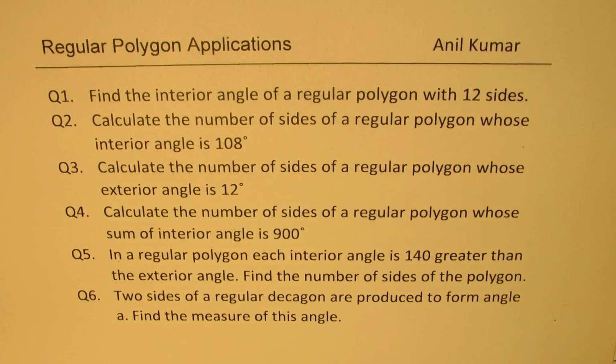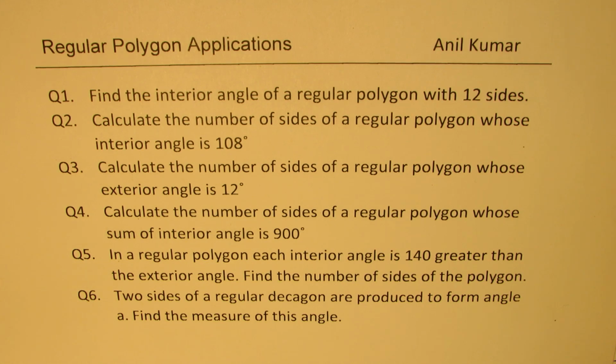In this video, we'll discuss 6 questions based on regular polygons. It is all regarding interior and exterior angles of regular polygons. Question number 1. Find the interior angle of a regular polygon with 12 sides. Question number 2. Calculate the number of sides of a regular polygon whose interior angle is 108. Question number 3. Calculate the number of sides of a regular polygon whose exterior angle is 12 degrees. 4. Calculate the number of sides of a regular polygon whose sum of interior angles is 900 degrees.